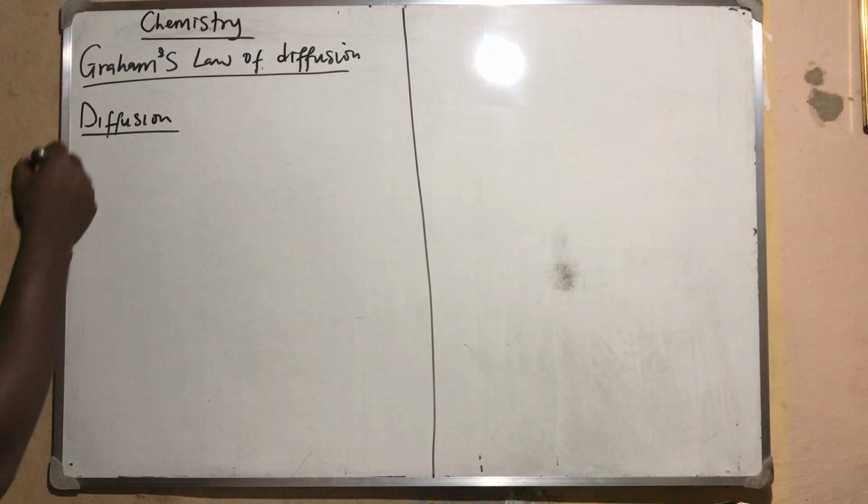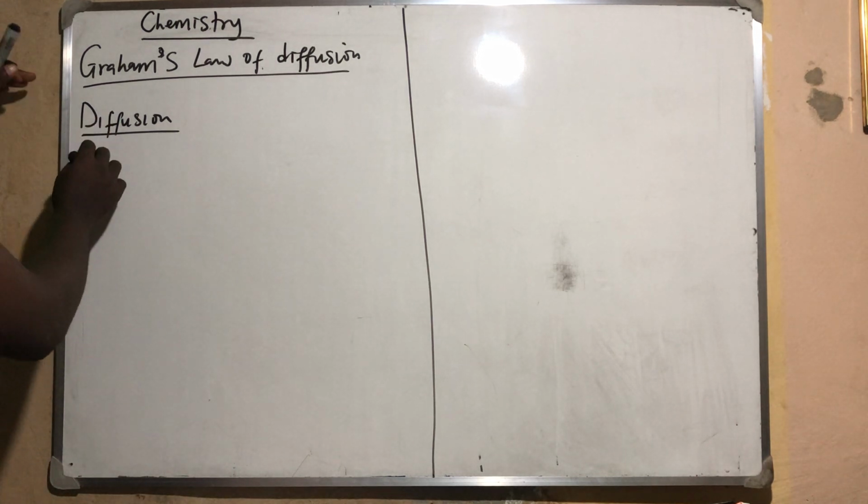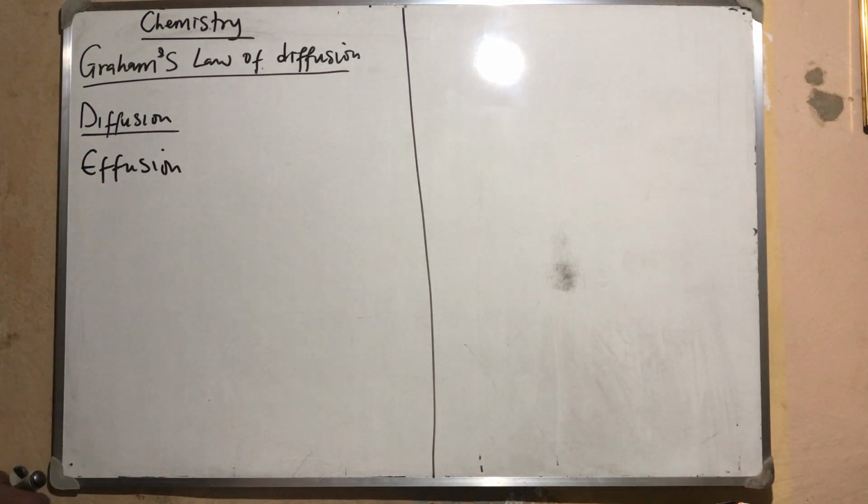All right, now let's talk about what is diffusion. Diffusion is the movement of particles from the region of higher concentration to the region of lower concentration through a permeable membrane. Please do not confuse diffusion with effusion. There's a difference between diffusion and effusion. Effusion is the escape of gas from a tiny hole. You need to know that.